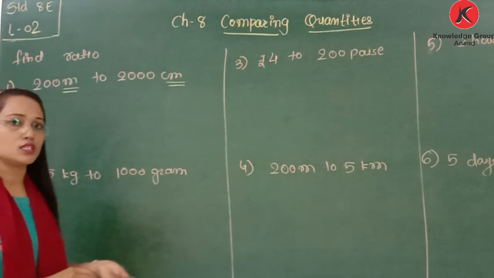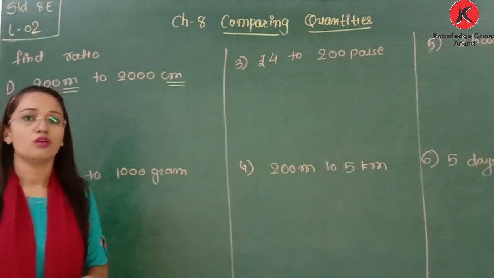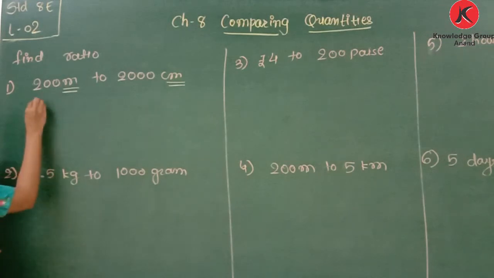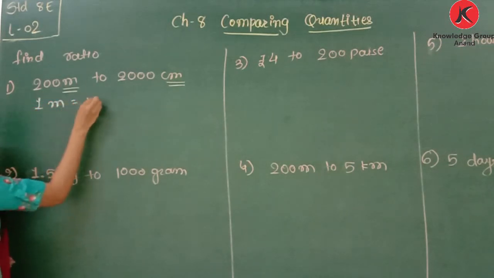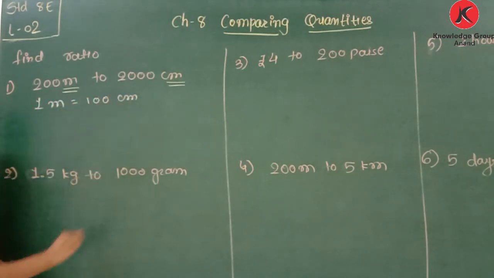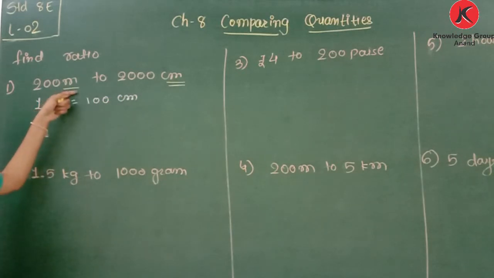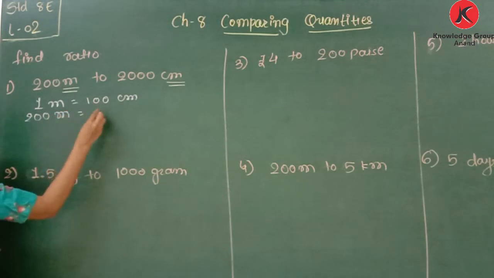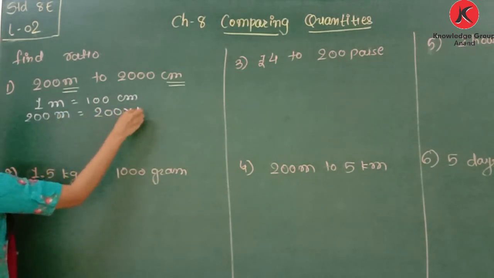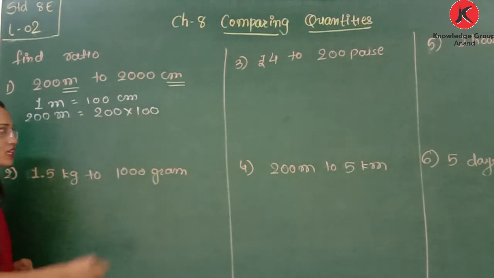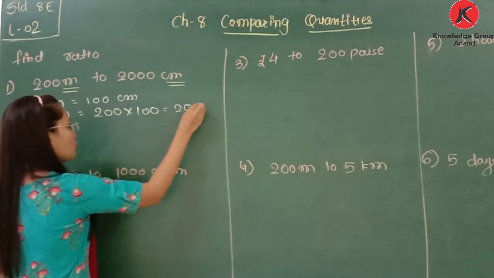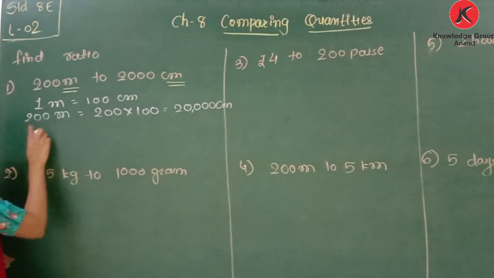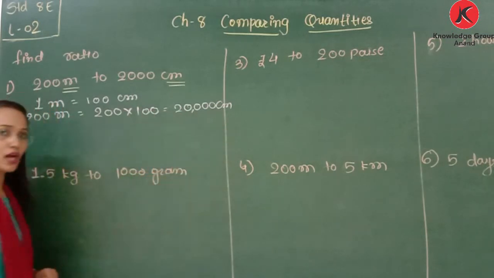Now 1 meter is equal to how many centimeters? 1 meter is equal to 100 centimeter. So we will write 1 meter is equal to 100 centimeter. But here, how many meters do we have? 200. So we can write 200 meters is equal to 200 multiply 100 centimeter. So it is 20,000 centimeter. Now 200 meter is equal to 20,000 centimeter.